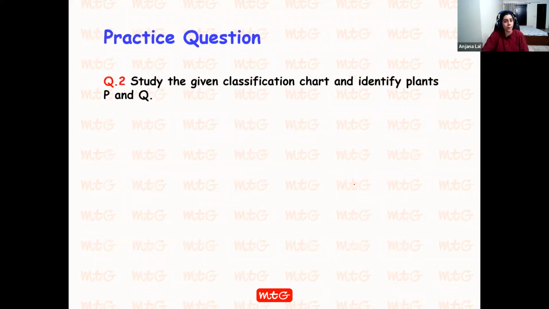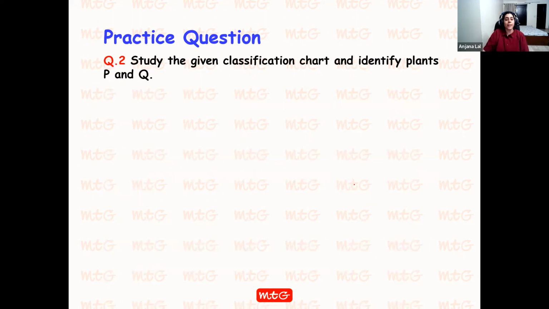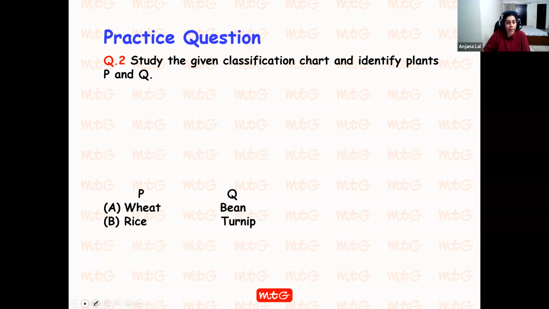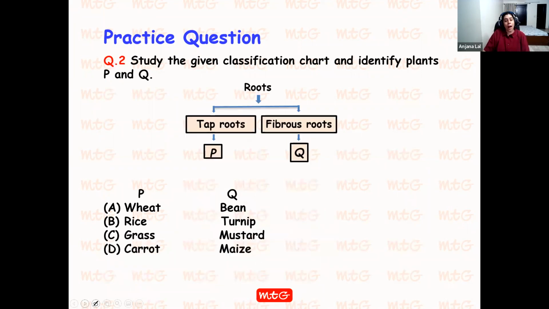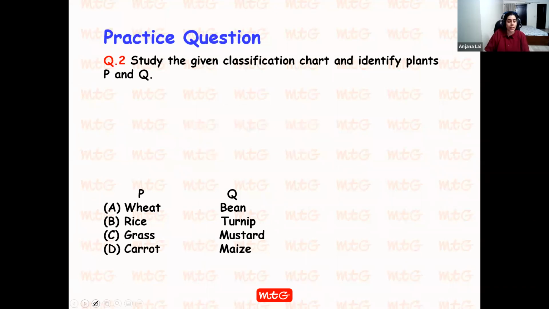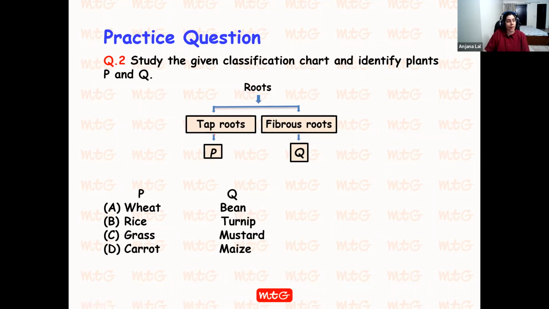Now let's take up another question. Prisha, would you like to unmute and answer? Yes, ma'am. Study the given classification chart and identify plants P and Q. So I'm going to ask you, what are these plants P and Q? Are they taproot or are they fibrous root? Now give me the correct answer. When we were discussing taproot, I showed you certain pictures and I gave you certain examples, and also of the fibrous root. You have to give me the correct answer.